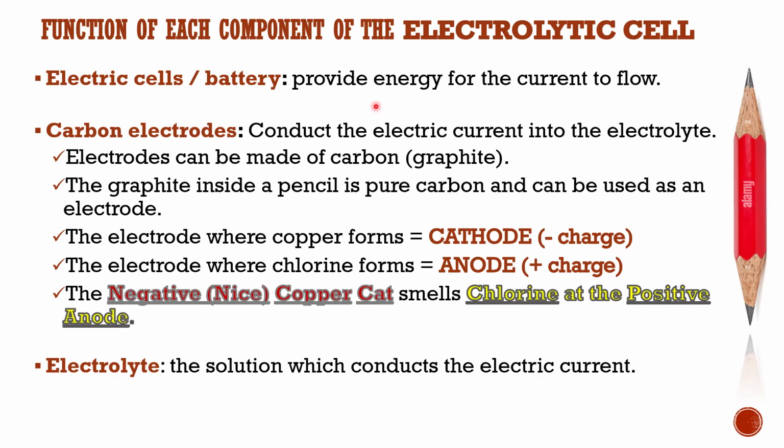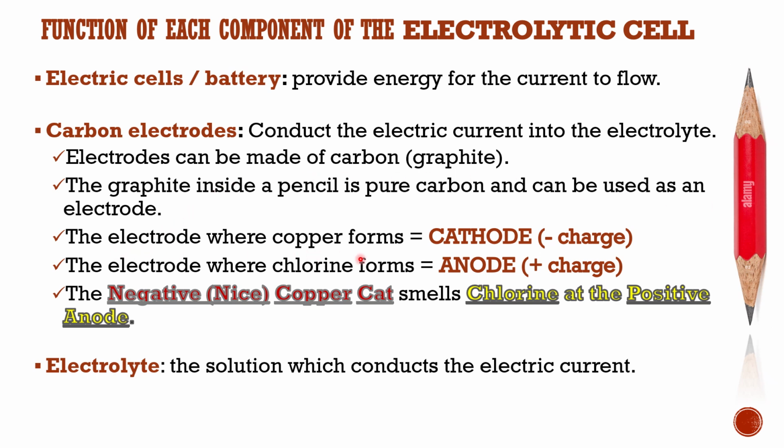The electric cells provide energy for the current to flow. Without a current, there will be no chemical reaction. Those carbon electrodes, those two black rods, are there to conduct the electric current into the electrolyte. Now normally the electrodes are made of graphite or carbon, and the core of your pencil is also graphite. It's not lead, it's graphite, it's carbon, so you can sharpen a pencil on both sides, and then you also have a graphite or a carbon rod.